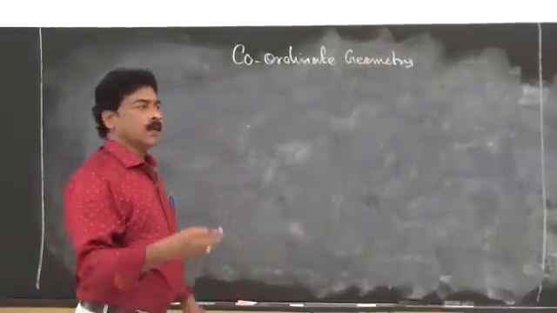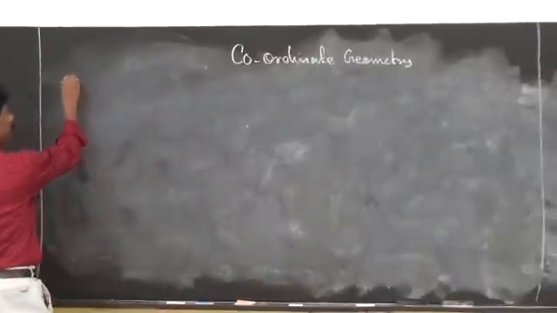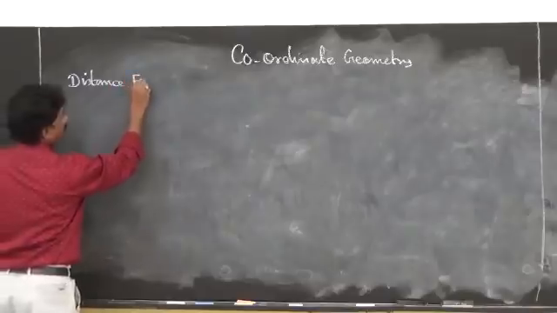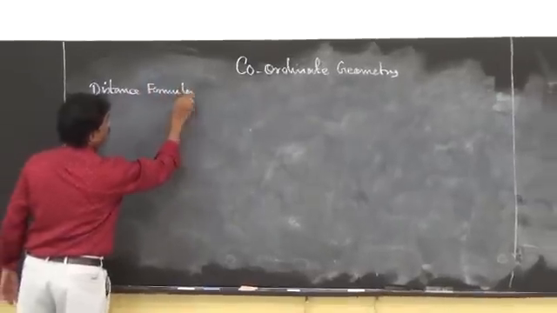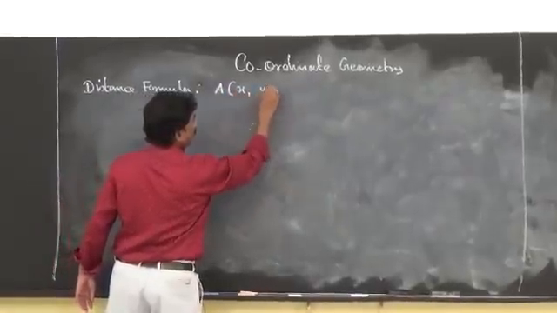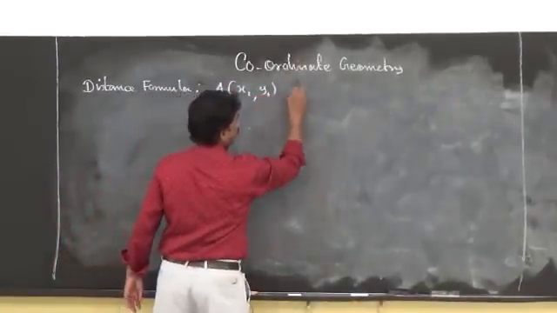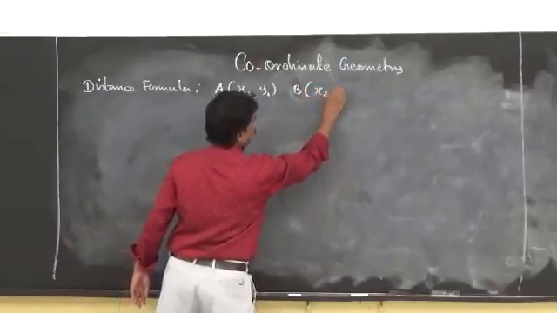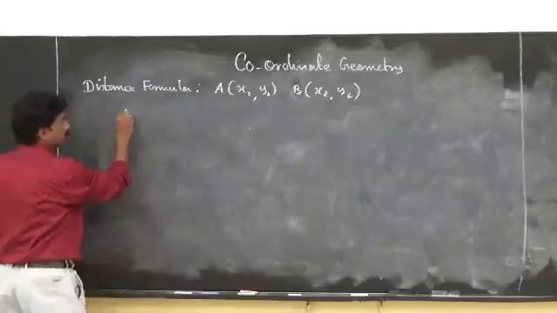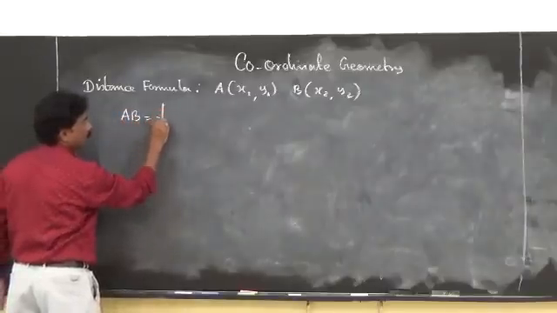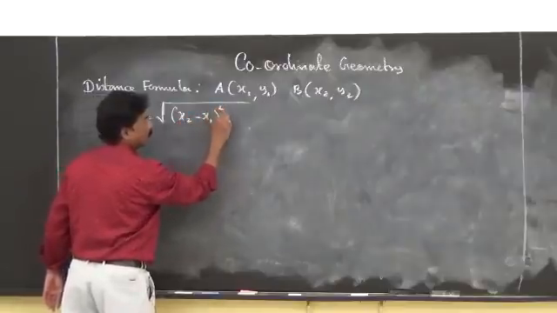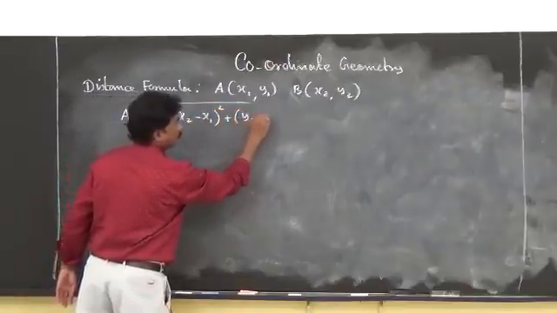In 9th standard, we studied about distance between 2 points. Distance formula. We call it distance formula. When 2 points A and B are given, we found the distance. So AB is equal to root of x2 minus x1 whole square plus y2 minus y1 whole square.